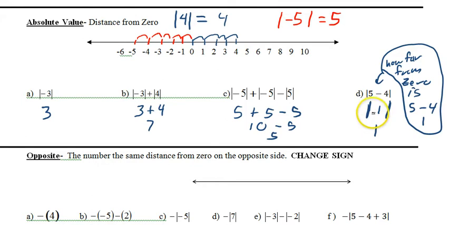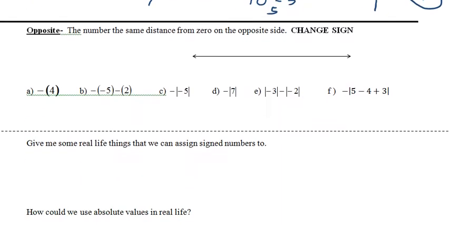It can only be done with one number. So if you have an absolute value, it does not get rid of symbols or anything else inside. It only takes one number, and we find the distance from 0. That's it.